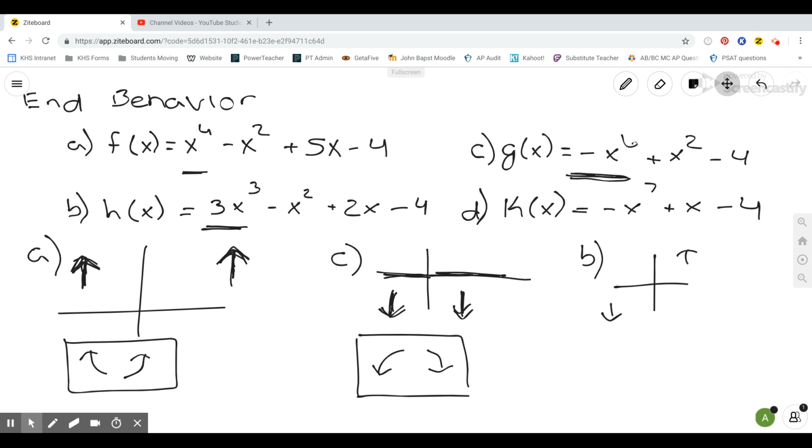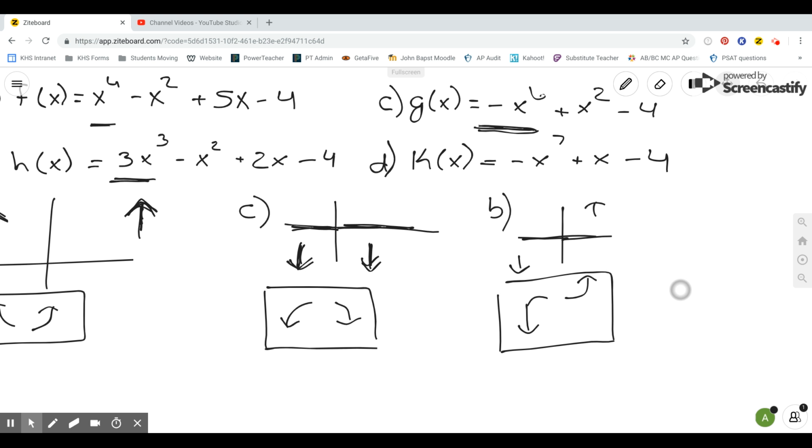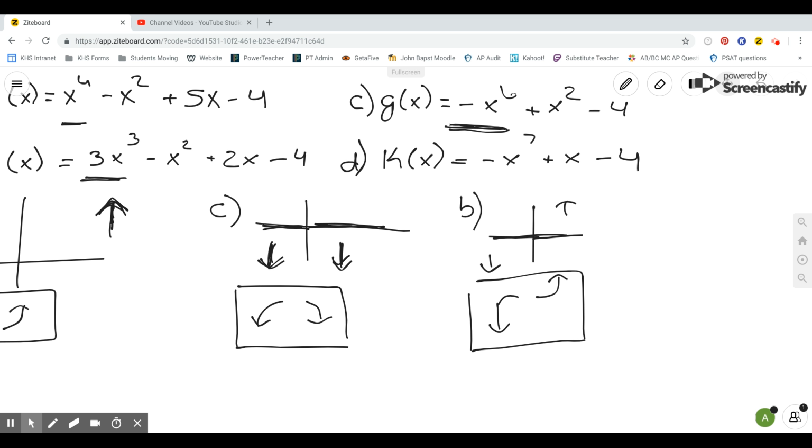When x goes to infinity, your y is going to go to infinity. And when x goes to negative infinity, your y goes to negative infinity. And so we get this general shape. Again, your textbook will give you that picture description rather than using sentences. So that's for a positive odd degree leading term. Now, if you look at letter D, we have a negative x to the 7th plus x minus 4.